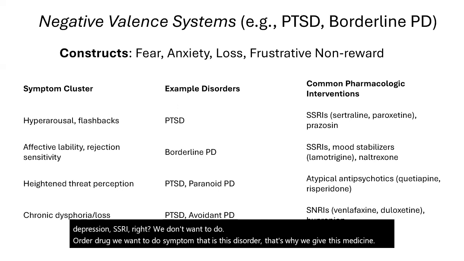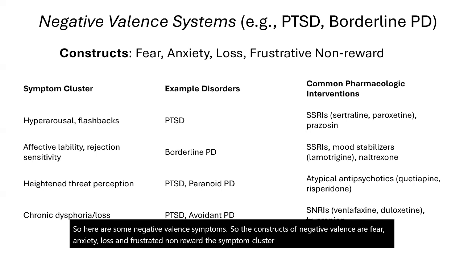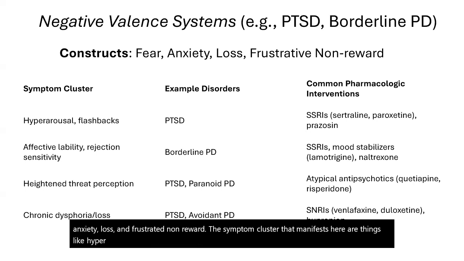So here are some negative valence symptoms. The constructs of negative valence are fear, anxiety, loss, and frustrative non-reward. The symptom cluster that manifests here are things like hyperarousal and flashbacks. For example, in PTSD. That's who's getting the sertraline or the SSRI and the alpha blocker.